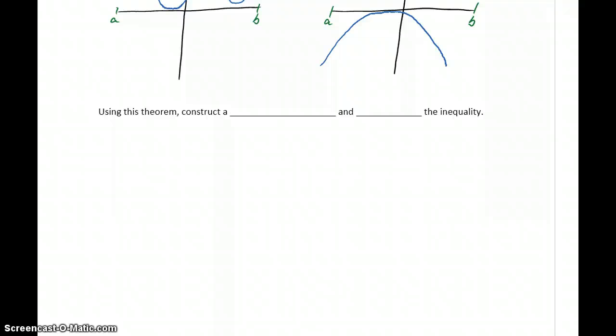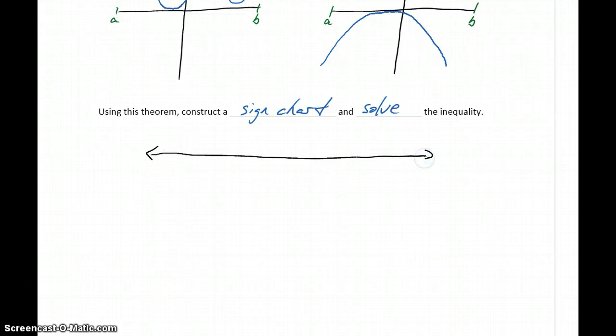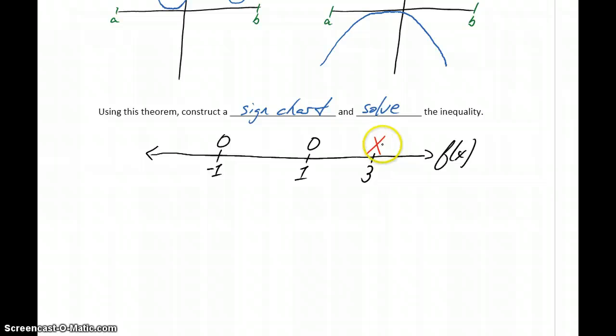We can take advantage of that theorem to construct a sign chart and use that sign chart to solve our inequality. For a sign chart, we just draw a horizontal line and let that represent the values of our function f of x. We're going to start by indicating the partition points that we found. We know that at negative 1, our function is equal to 0. At 1, our function is equal to 0. And at 3, our function is undefined. I'm going to distinguish that from a 0. Our function is not equal to 0 here. It's undefined.